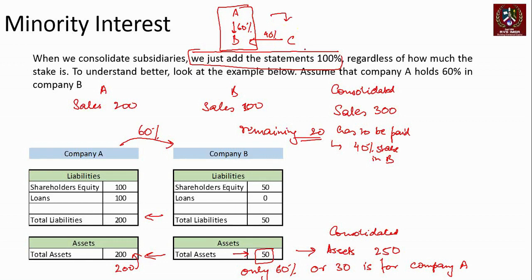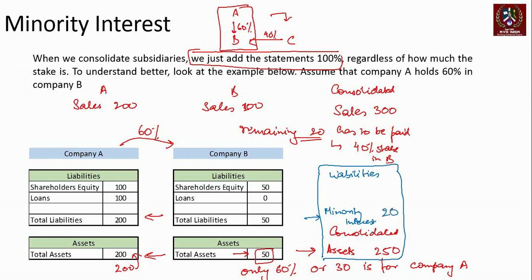Now, that is where on the liability side, you show it in a slightly different format. So to account for this 20 and the fact that it has to be paid out to someone else, that's a liability. On the liabilities side, you will prepare something called a minority interest. So you find the statement minority interest somewhere. That's basically someone else holding a stake in your subsidiary. Someone else holding a minority stake in your subsidiary.